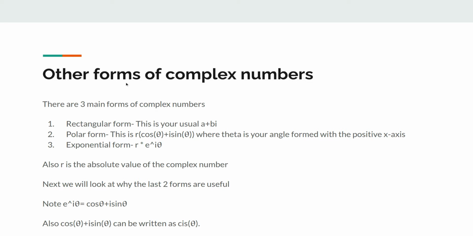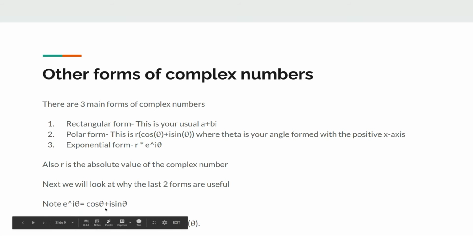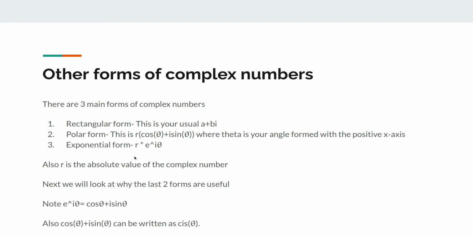So there are three main forms of complex numbers. There's the rectangular form, which is what we talked about, a plus bi, or a minus bi where b is negative. Then there's polar form, which is r times cosine theta plus i sine theta, where theta is the angle formed with the positive x-axis, or the argument of the complex number. And then there's the exponential form, which is r times e to the i theta. Notice that e to the i theta is just cosine theta plus i sine theta, and r is the absolute value of the complex number, or the distance from the complex number to the origin.